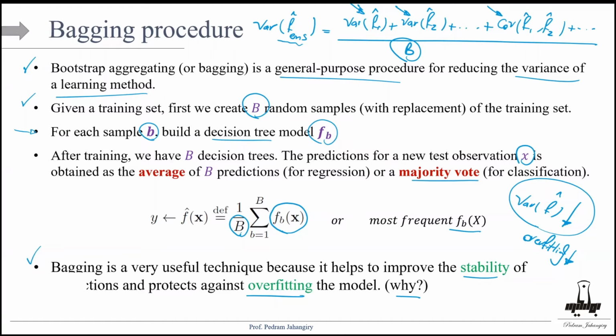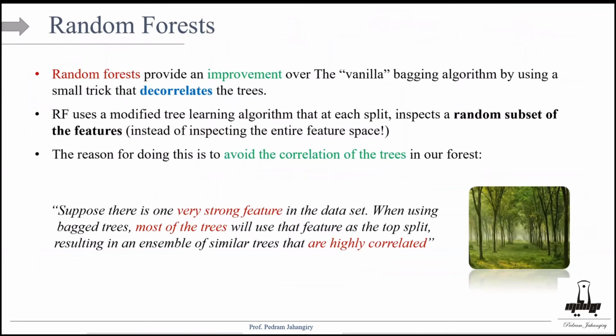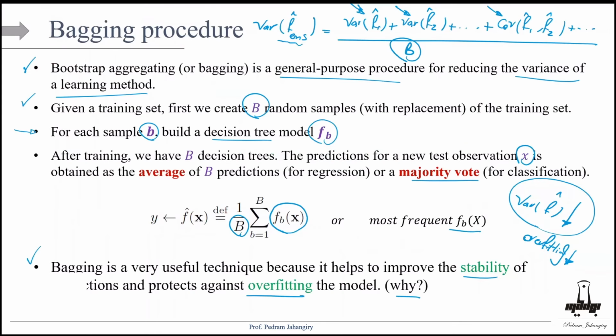Now let's see what the difference is between bagging and random forest. Random forest is a subset of bagging, right? It's a special case of bagging. And we're going to see that random forest provides an improvement over the vanilla bagging algorithm, which is the one that we just covered. Random forest improves the performance of bagging by doing a small trick, and that trick is decorrelating the trees. So why do we care about the decorrelation of the trees? Going back to the previous slide, look at that.